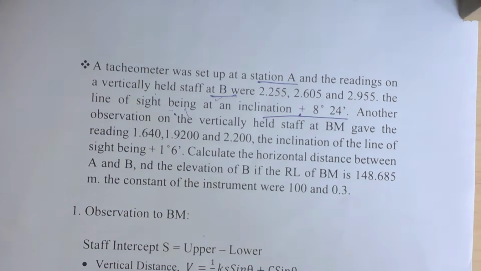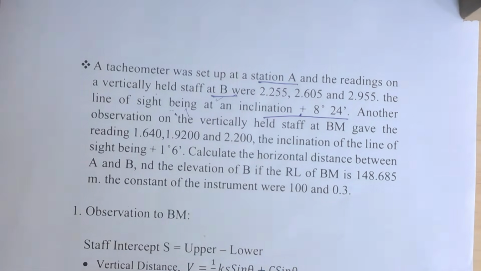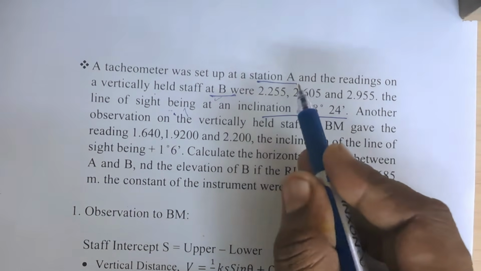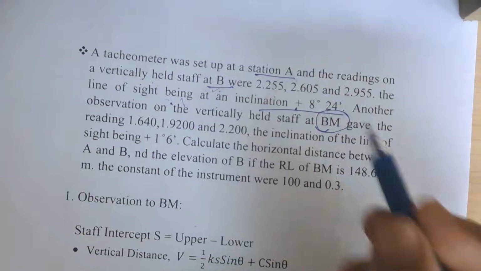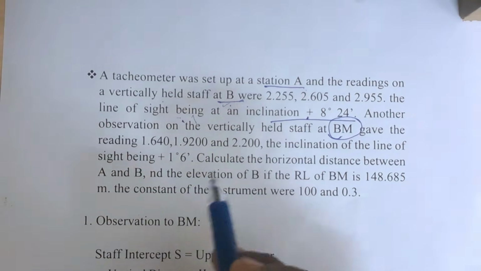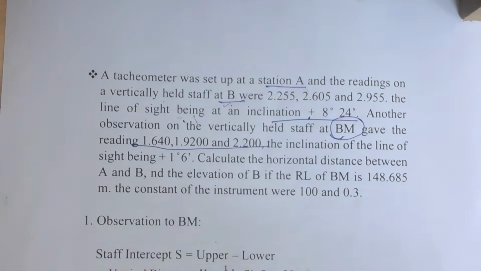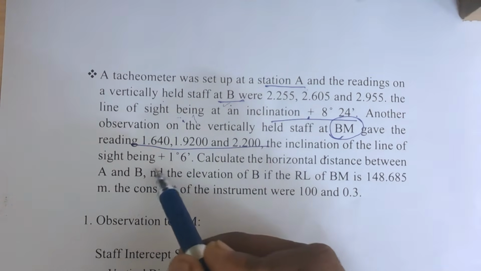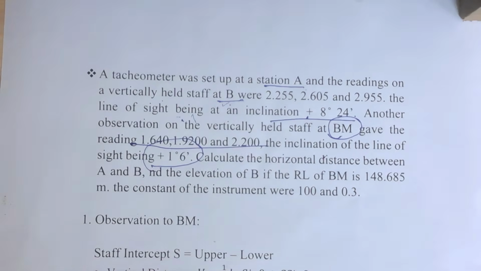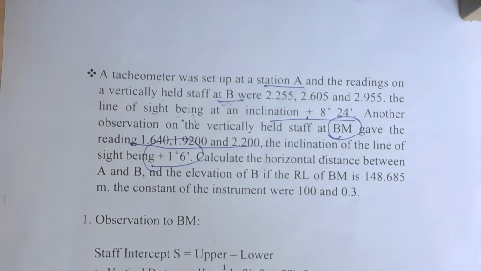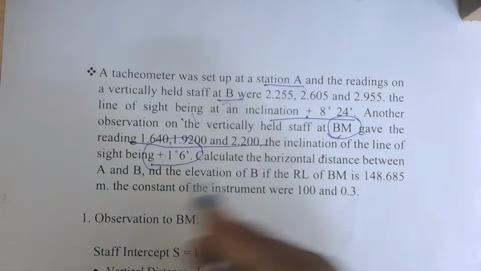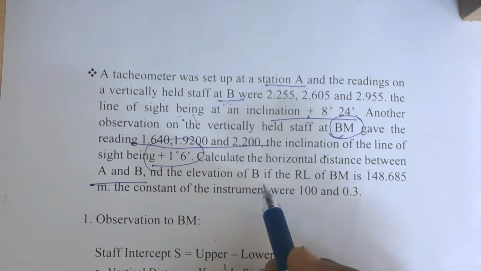Another observation on the vertically held staff at a benchmark is observed. So simply, the first reading is observed at station B, another reading is observed at a benchmark, and for that you can see that 3 readings are observed, that is the upper, middle and lower again. Again the angle with the line of collimation is given to you, that is 1 degree 6 minute. That is also plus, means it indicates the elevation angle. Now you need to calculate the horizontal distance between A and B and the elevation of B.